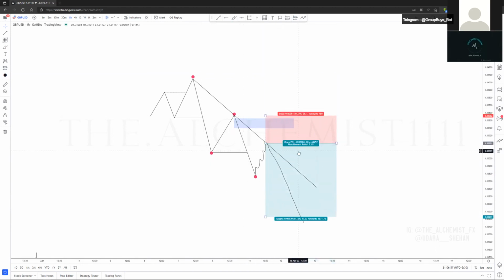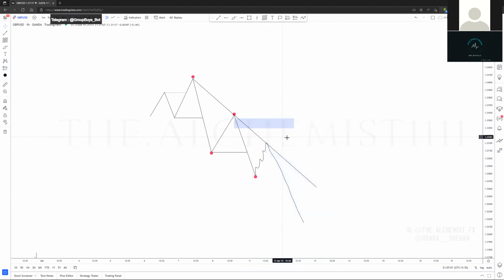Everyone puts the stop loss at the same place. We're calling ourselves smart money traders, and we're also placing the stop loss at the same place. So there's no difference at all.